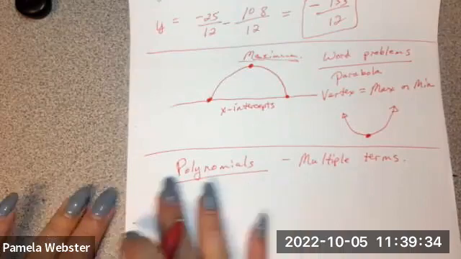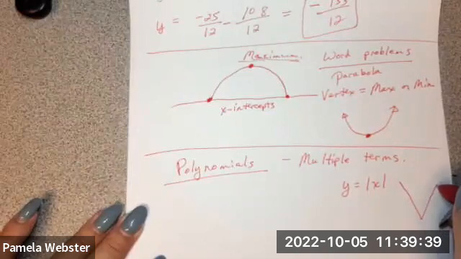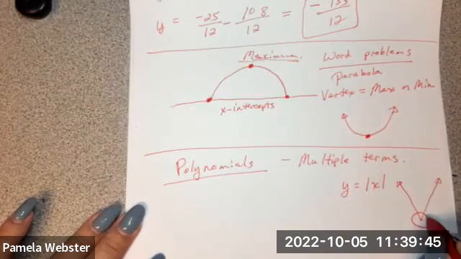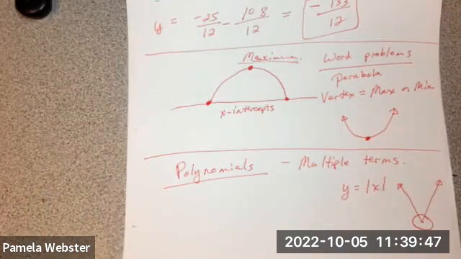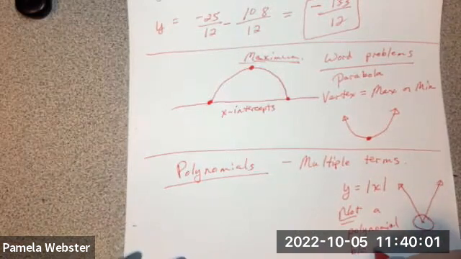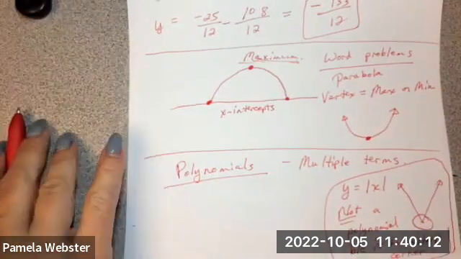For instance, if I gave you y equals the absolute value of x, we know this graph looks like this. It's a V. The important part about this graph, for knowing if it's a polynomial or not, is looking at that sharp corner. So this is not a polynomial, and the reason why is because it has a sharp corner. So this is my counterexample. Those are things that are not going to be polynomials.